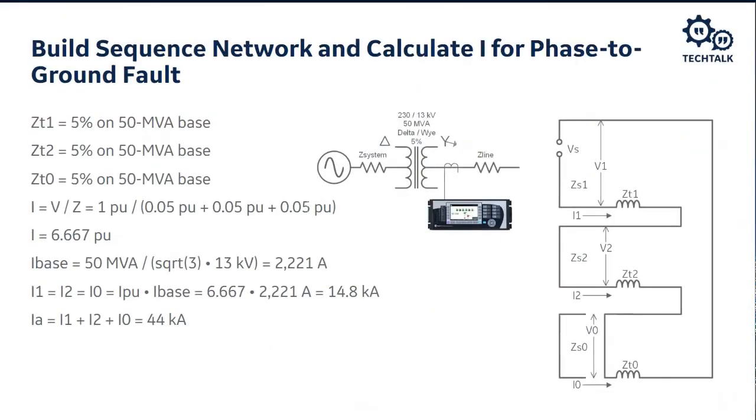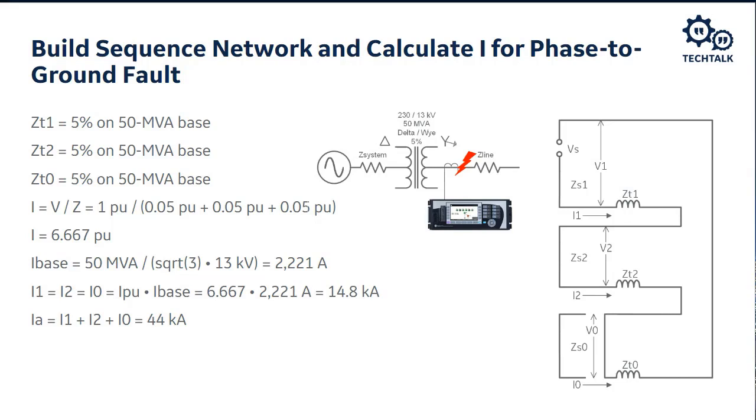So here's my transformer. I've got 5% impedance on a 50 MVA base. So my positive, negative, and zero sequence impedance of that transformer are all 5% on that 50 MVA base. I'm going to connect my sequence networks like I show over on the right, because this is a phase to ground fault.